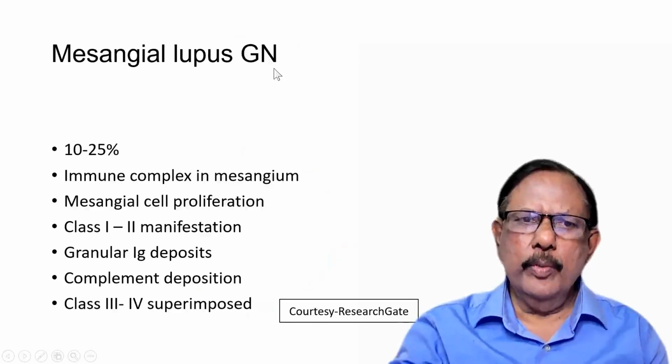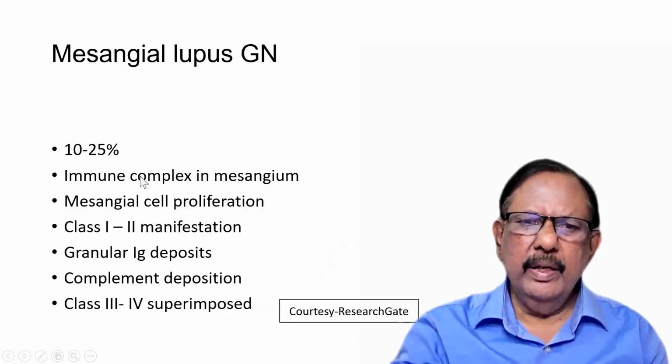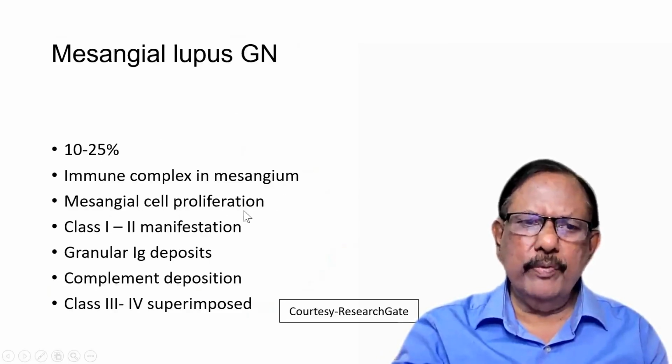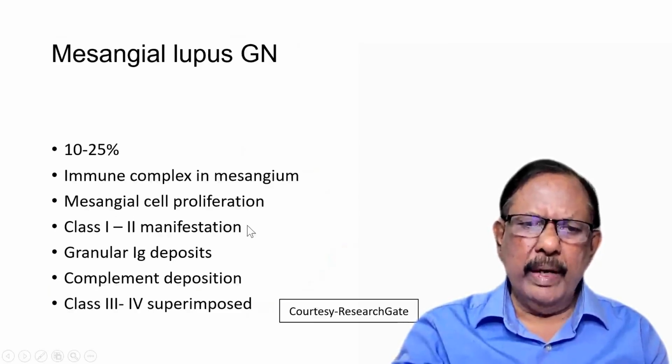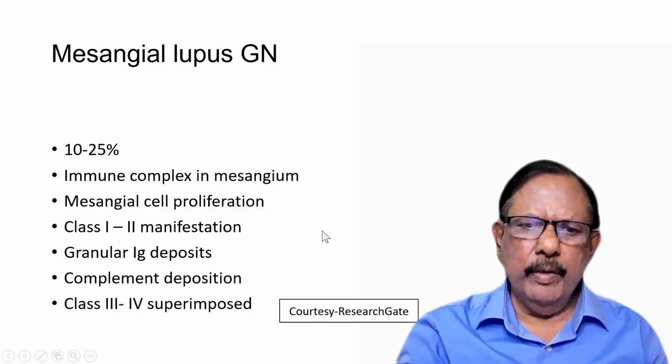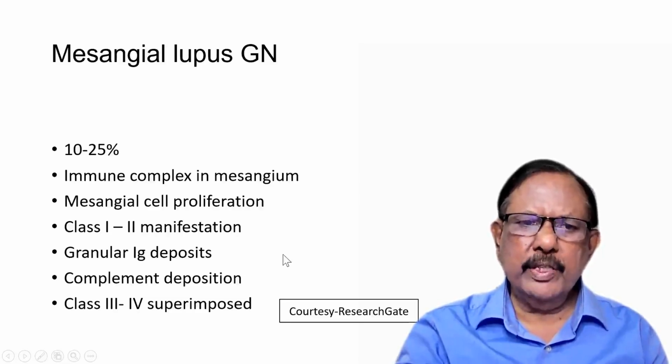Mesangial lupus glomerulonephritis. This is the incidence; I will not be repeating it. Immune complexes are deposited in the mesangium. Naturally, there will be mesangial cell proliferation. And class 1 and class 2 manifest. There can be granular IgG deposits which can be demonstrated by means of immunofluorescence. Complement deposition is also seen. Class 3, class 4 can be superimposed on this.